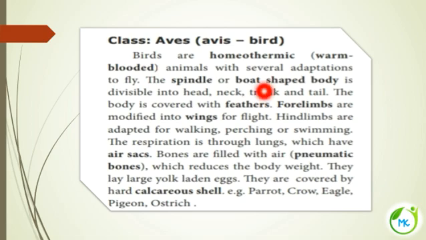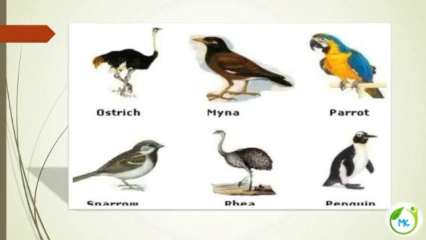And the bones, very important adaptation, bones are filled with air. Such air filled bones are called pneumatic bones. So due to this pneumatic bones, the birds have a reduced body weight, so that it is also helpful for flight. And they have a large yolk-laden eggs, and it is covered by hard calcareous shell. And example, parrot, crow, eagle, pigeon, ostrich, etc.